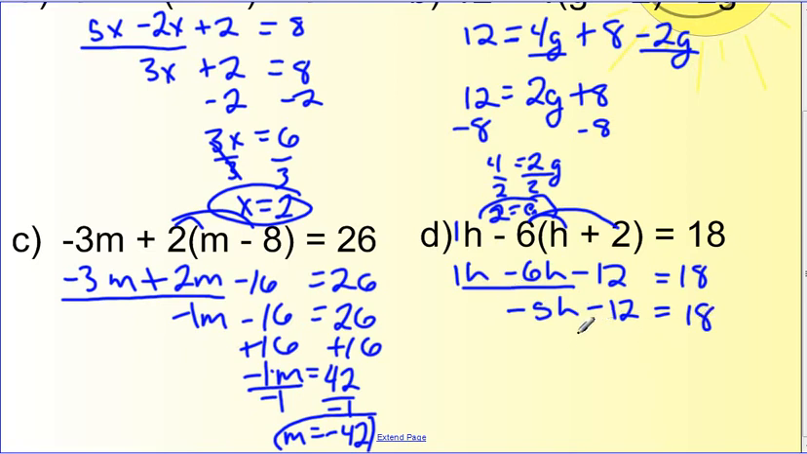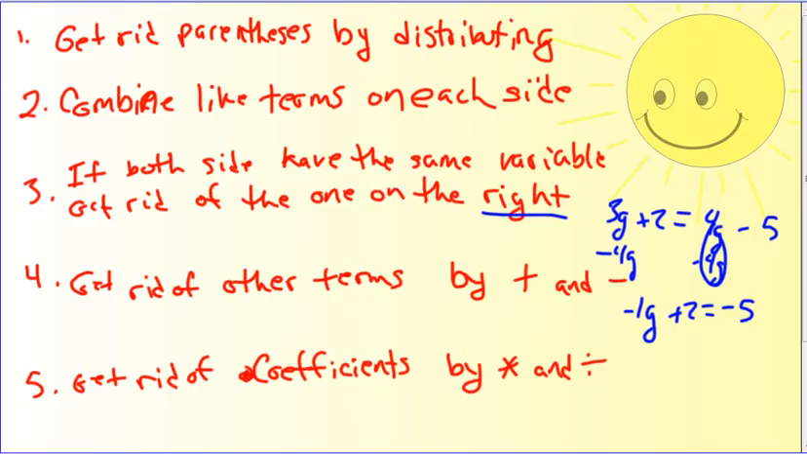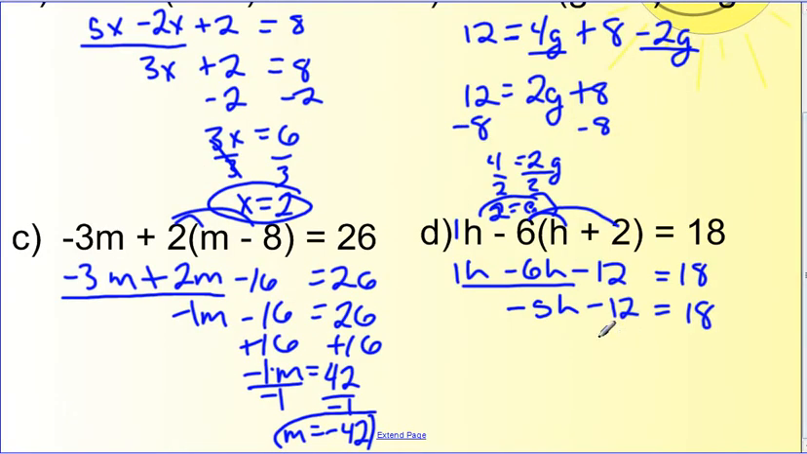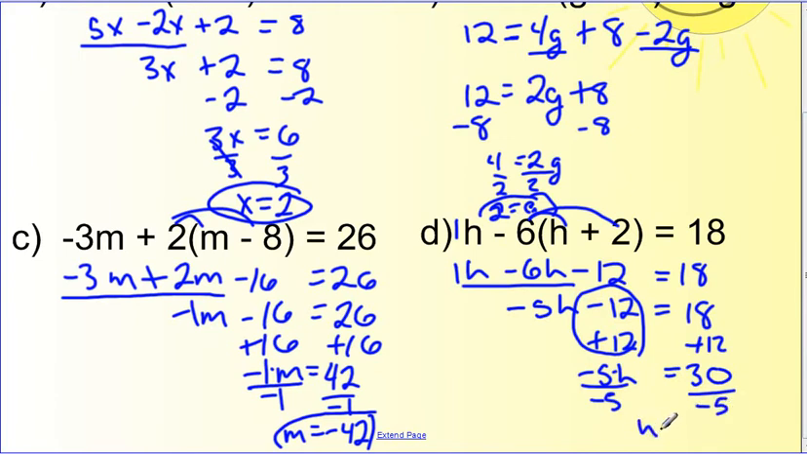Now, we do not have variables on both sides, so we don't have to worry about step 3. Step 4, get rid of our adds and subtracts. So we're going to plus 12 plus 12. These cancel. Minus 5h equals, again, this is the multiply, that's the add and subtract, 20, this gives us 30. And the way we get rid of a times by negative 5 is we divide by negative 5. Divide by negative 5, h equals negative 6.